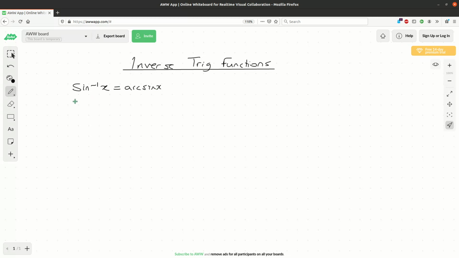Cos to the minus 1 of x, or inverse cos of x, well, that's arccos x. Oh, I almost missed out the C on arccos x. And inverse tan, well, that's arctan. Exactly the same thing.